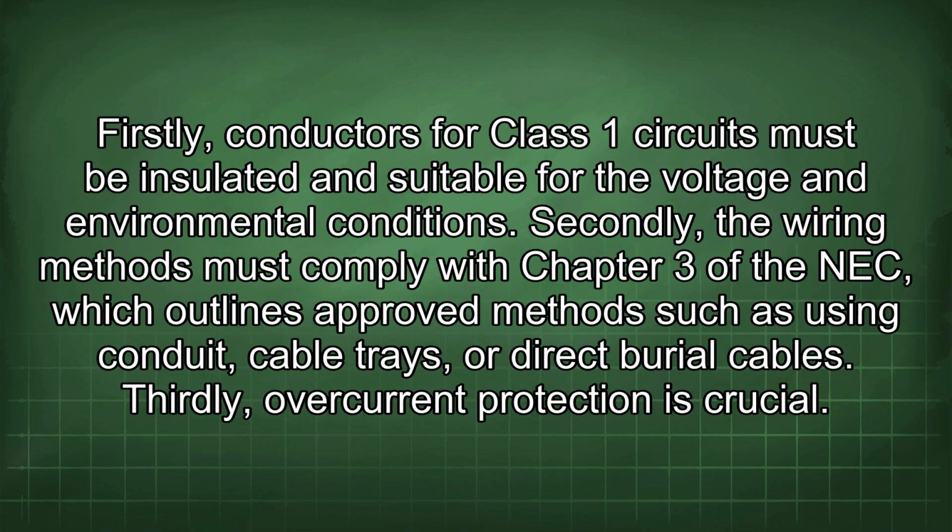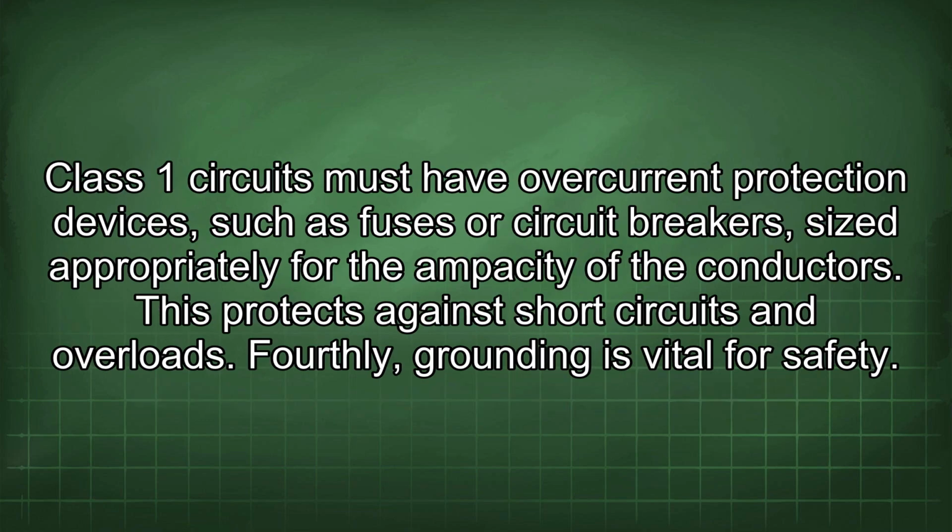Firstly, conductors for Class 1 circuits must be insulated and suitable for the voltage and environmental conditions. Secondly, the wiring methods must comply with Chapter 3 of the NEC, which outlines approved methods such as using conduit, cable trays, or direct burial cables. Thirdly, overcurrent protection is crucial. Class 1 circuits must have overcurrent protection devices, such as fuses or circuit breakers, sized appropriately for the ampacity of the conductors. This protects against short circuits and overloads.